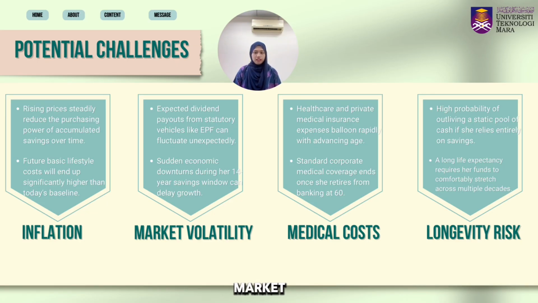Next is market volatility. Puan Asmahiran only has a 14-year accumulation window before retirement. Because dividend rates from vehicles like the EPF fluctuate based on economic cycles, any sudden market downturn could stall her portfolio growth right when she needs it the most.